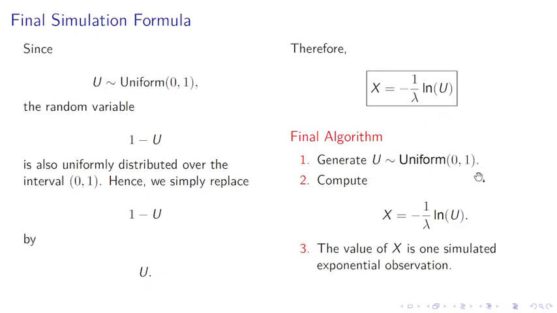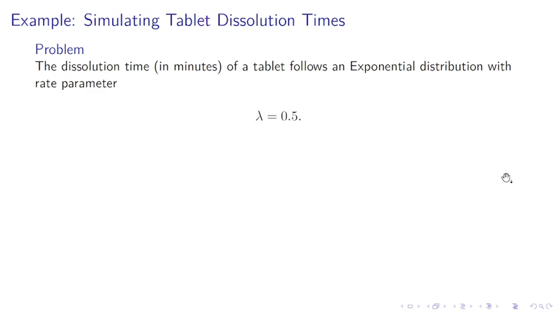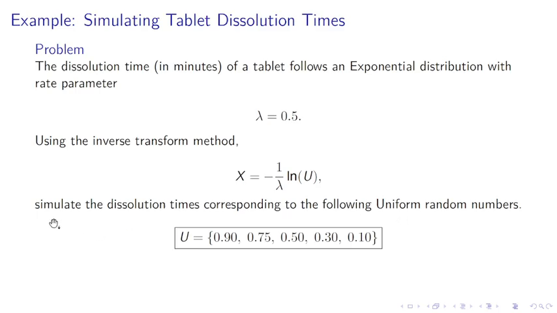Generate u uniform between 0 and 1. Compute x is equal to minus 1 by lambda ln u. The value of x is one simulated exponential observation. Let us look at an example, so we can understand the whole concept. The dissolution time in minutes of a tablet follows an exponential distribution with rate parameter lambda equal to 0.5. Using the inverse transform method, x is equal to minus 1 by lambda ln of u. Simulate the dissolution times corresponding to the following uniform random numbers.